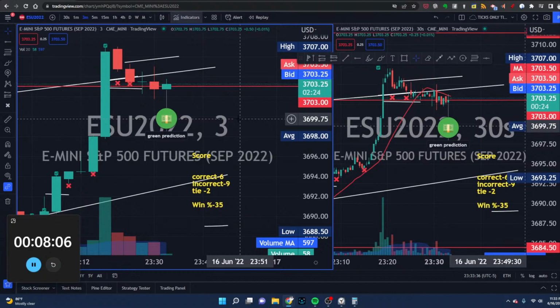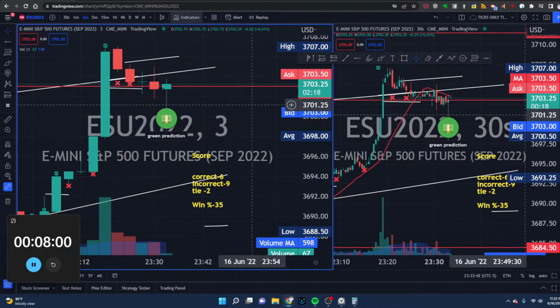Wicks on both sides. That's indecision. You got about a 2-tick agreement on price here.